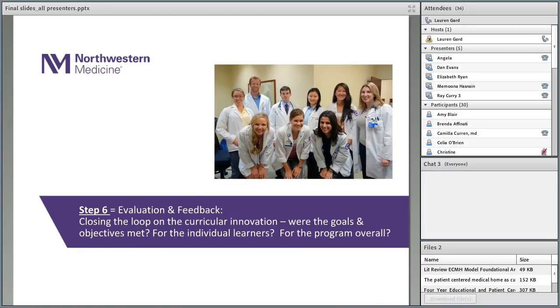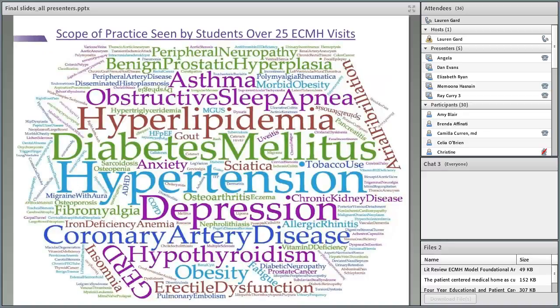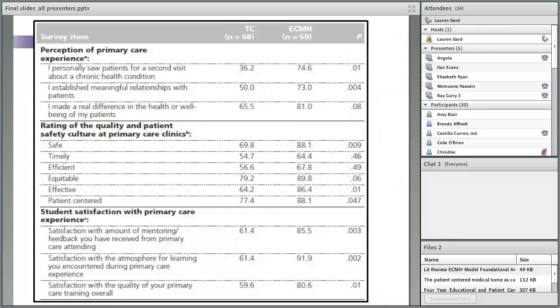Evaluation and feedback. So what have the students told us about this experience? If we have a crisis of chronic care and we want our students to see chronic illness, I think we've proven that they see this. This was a word cloud representation of what the students in my clinic saw over 25 consecutive visits. And if we wanted them to learn about diabetes and hypertension and high cholesterol, they saw that.